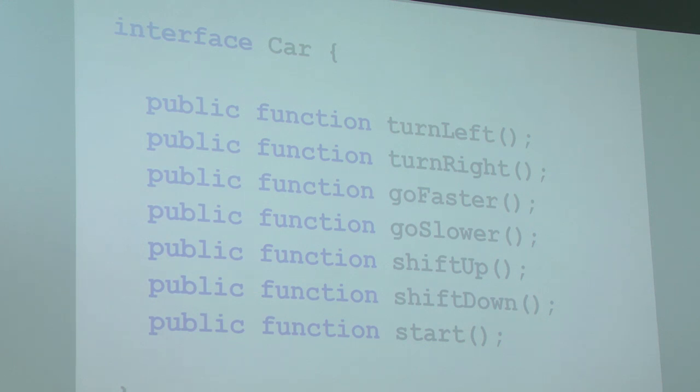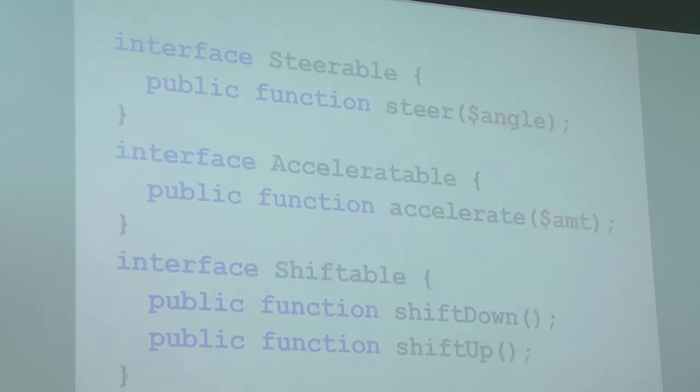Let's break it apart into 3 different interfaces. We have a steerable interface, which means I can turn left or right, and I can pass it an angle I want to turn. Is it perfect? I don't know. It depends on what we need, but the point is it's specific. It's small. It does one thing.